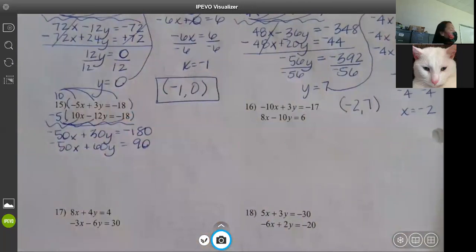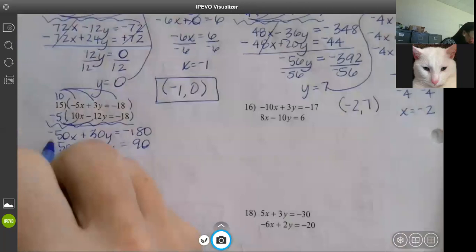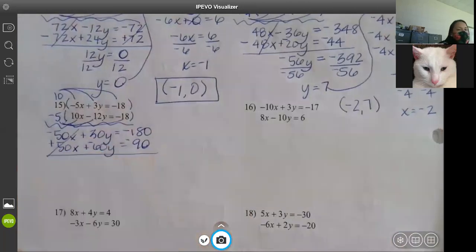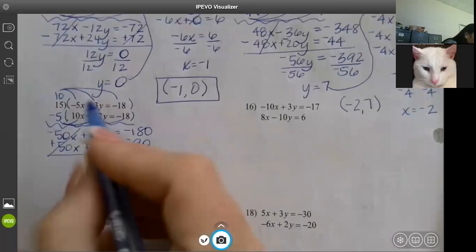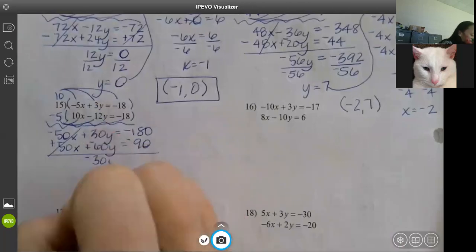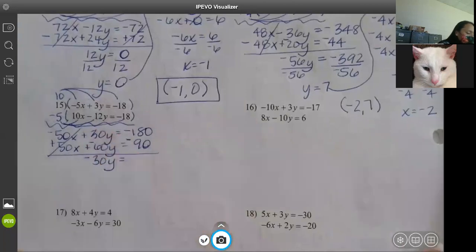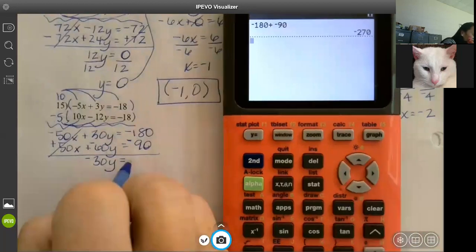What do I do now that I got them the same? How do I flip them? Yep. Change the sign of the bottom. And the first numbers will cancel out. Again, if you have to use your calculator, use it. 30 plus negative 60 is negative 30y. Same thing, negative 180 plus negative 90 is negative 270.